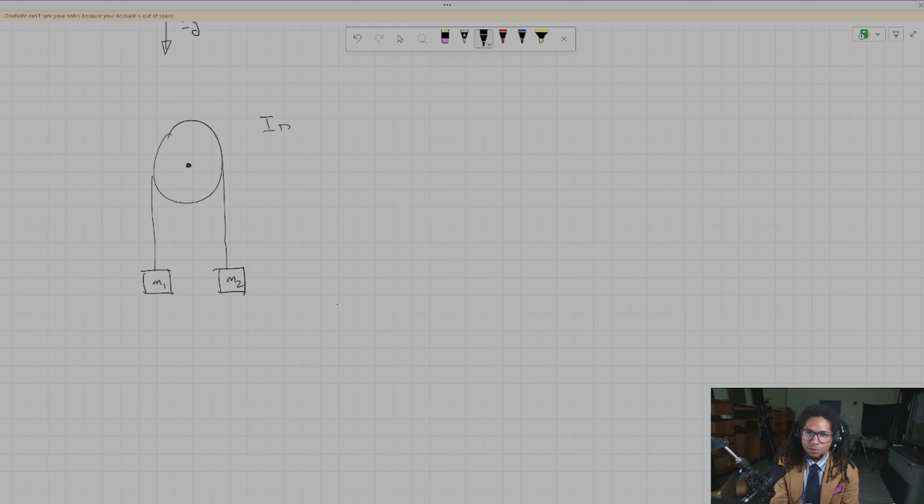Now, in an ideal Atwood machine, we'll say the pulley is massless, and we'll say that there's no mechanical energy loss in the system.